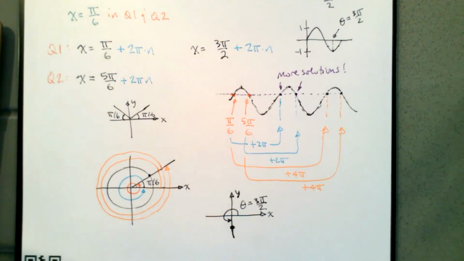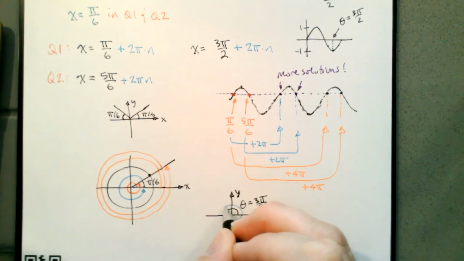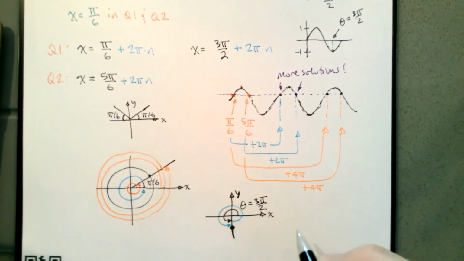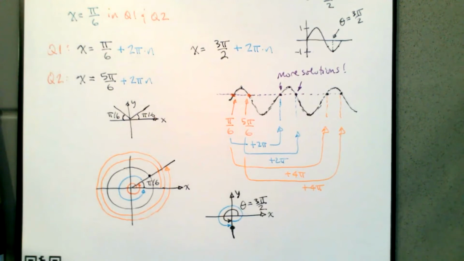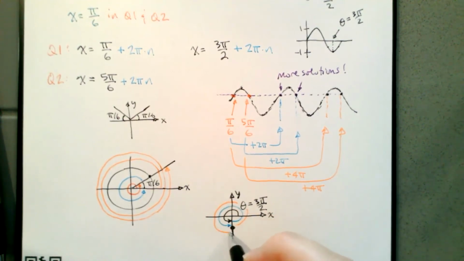Oh, okay, gotcha. And that's why you put the 2 pi n. The 2 pi n is the constant thing, right? The 2 pi n is integer multiples of 2 pi, because we can go all the way around the circle. I can go 3 pi over 2, and then I can go all the way around the circle again, and we're at the same spot. Or we can go all the way around a second time, and we're at the same spot.